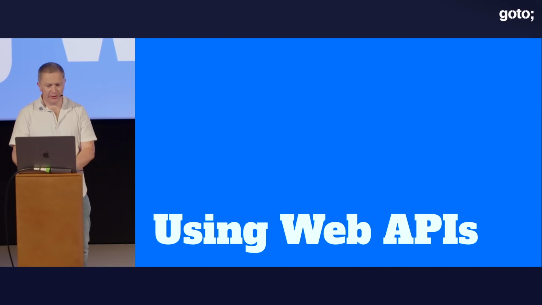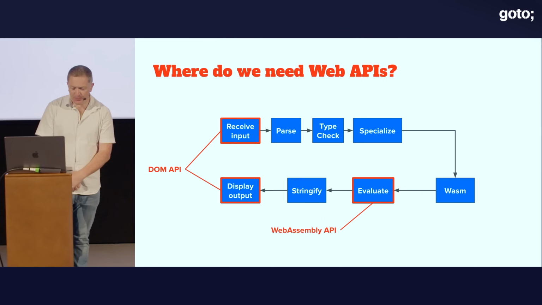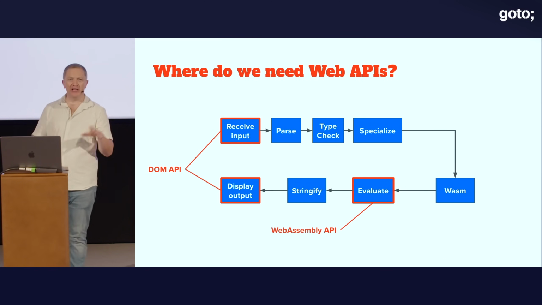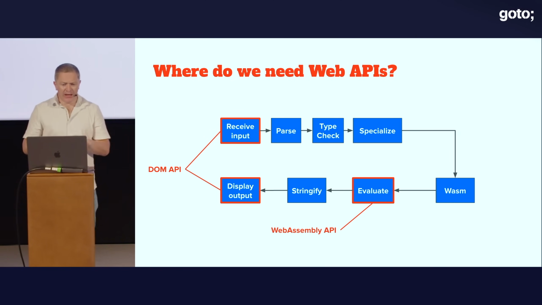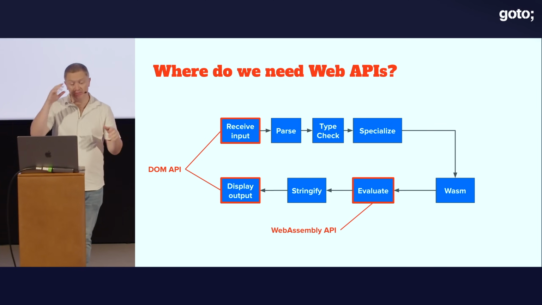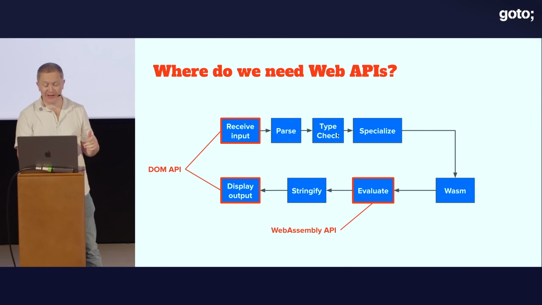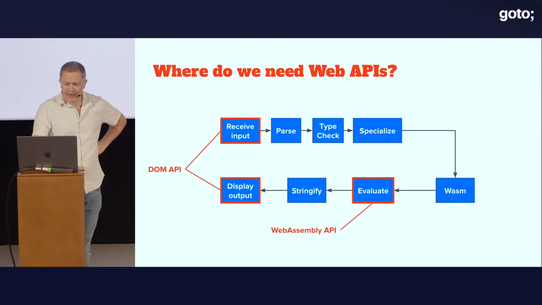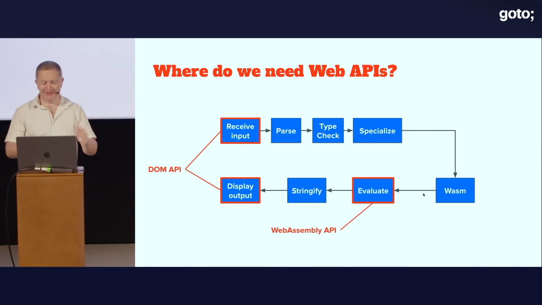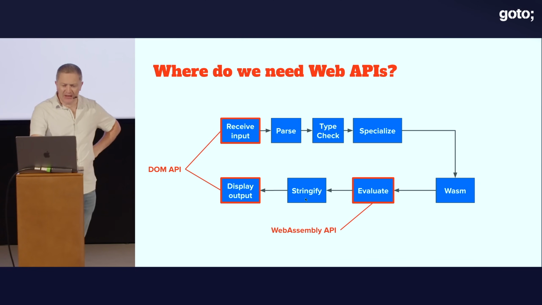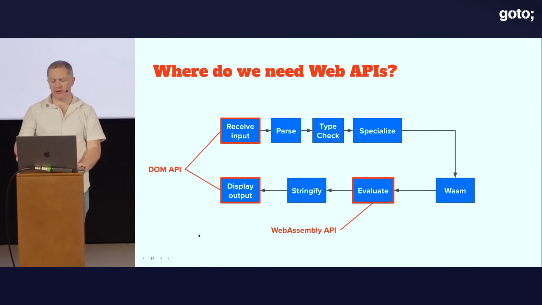So let's look at how we use those. And before we do, let's see where we need them. For this particular project that we're using as our example, where do we need web APIs? This is the same diagram I showed earlier on. We need them for receiving the input. We don't really need them for parsing or type checking or specializing. They're all just data transformations or generating WebAssembly. We do need it to evaluate the WebAssembly because all we get out of here is just some bytes and we can't run those. Turning that into a string, we don't need it for that, but we do need it for displaying the output on the screen.